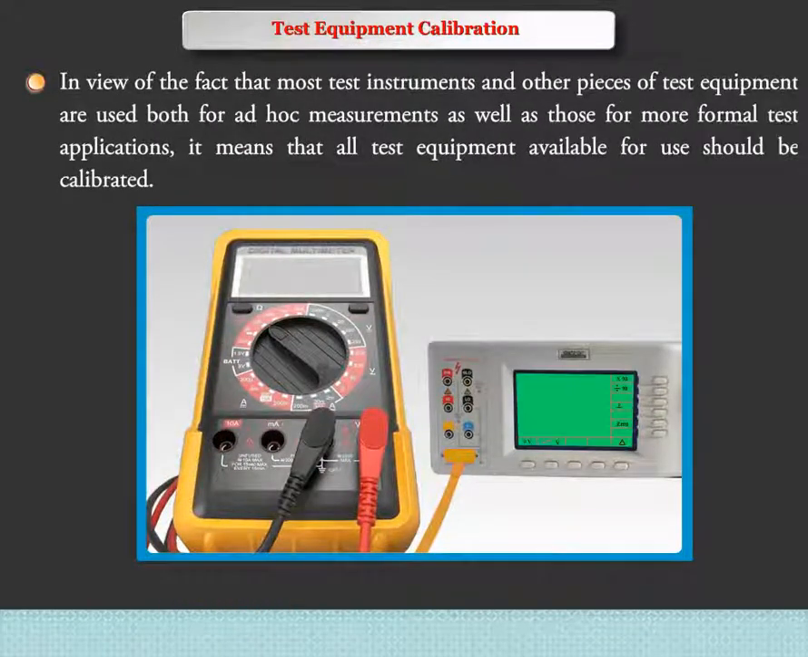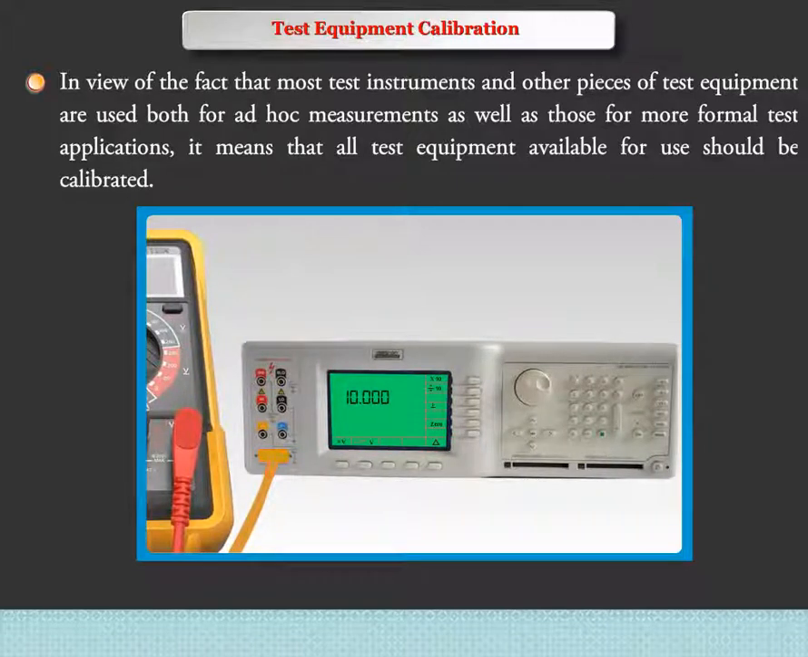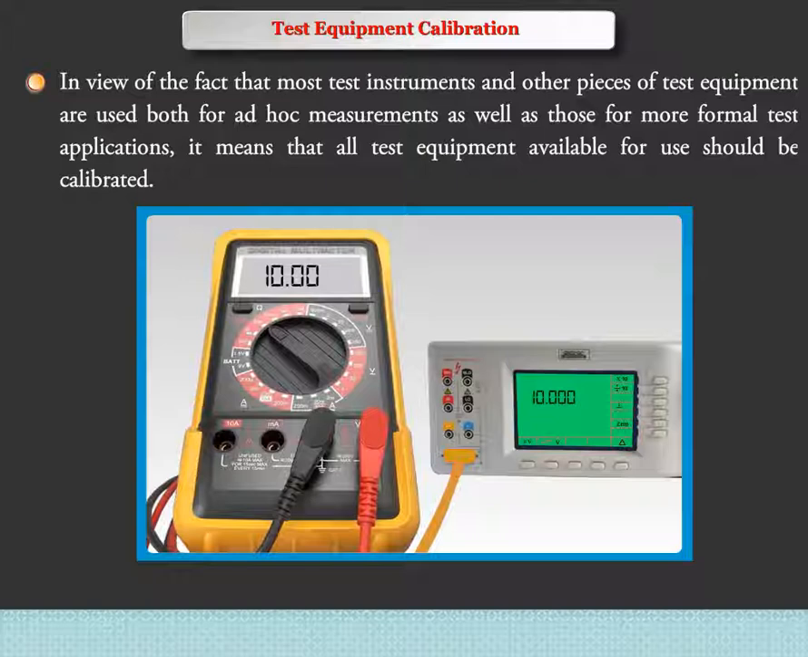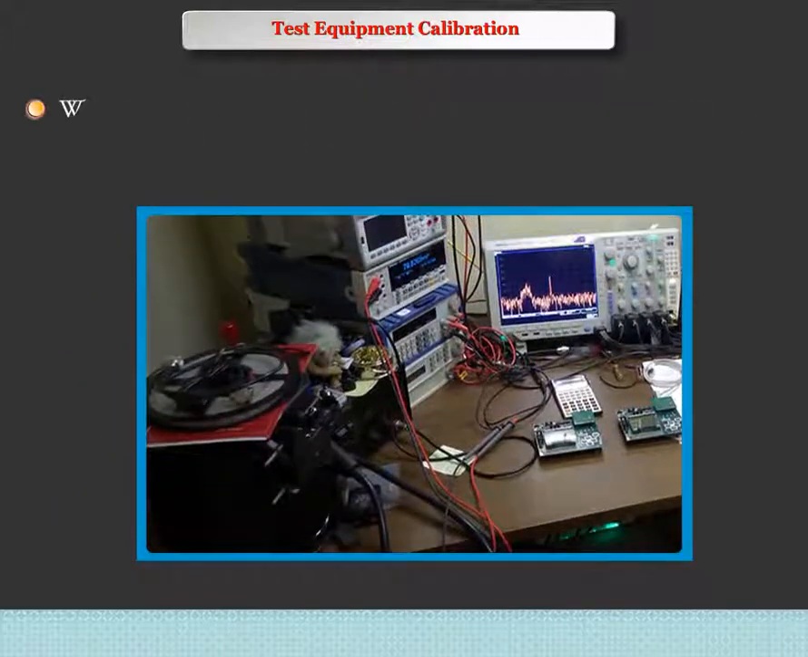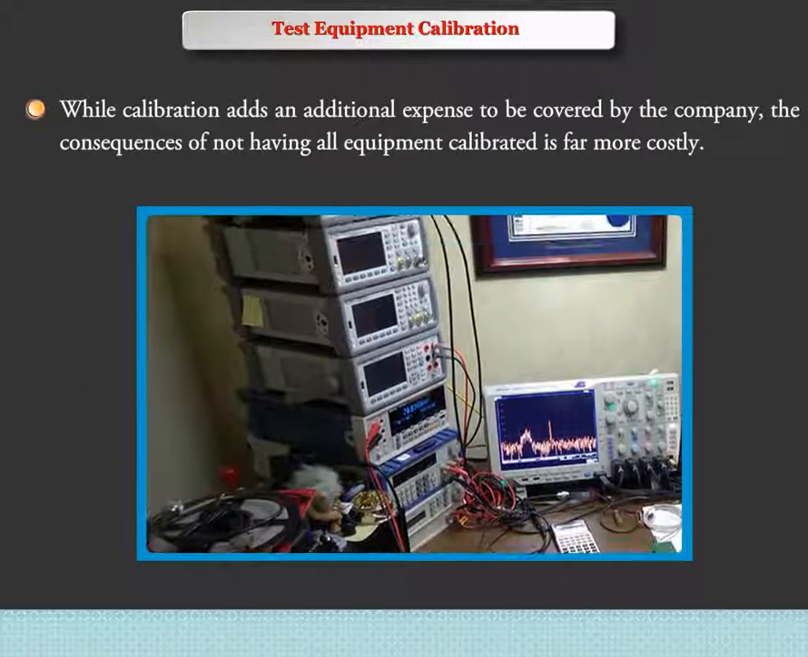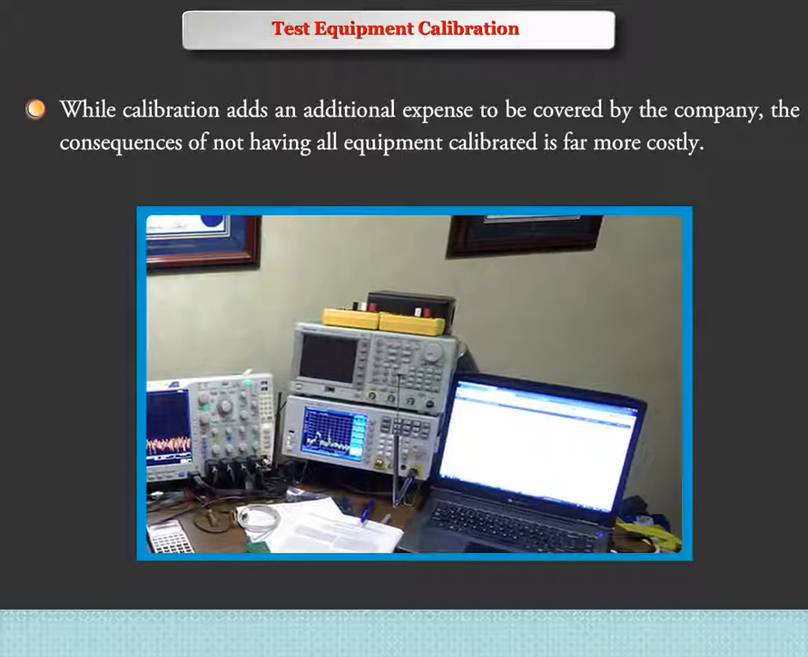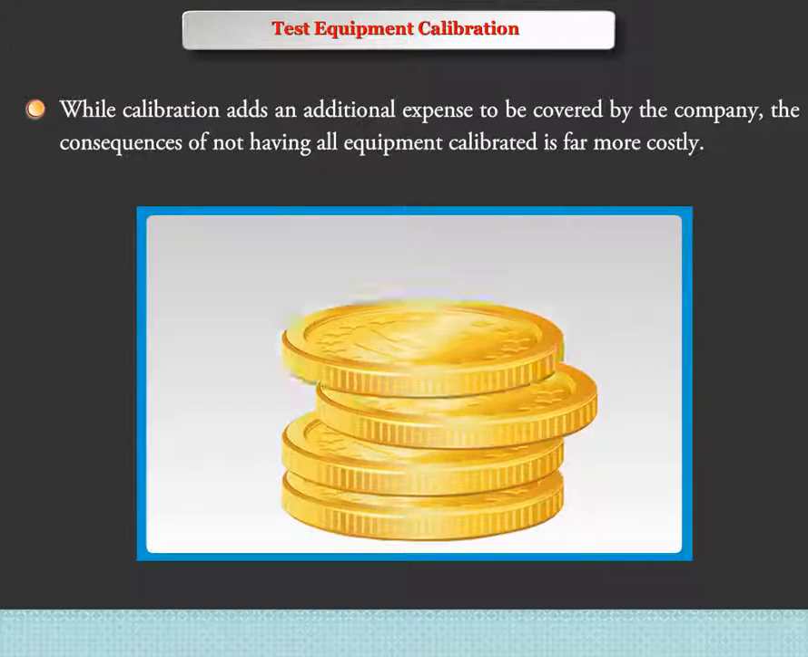In view of the fact that most test instruments and other pieces of test equipment are used for both ad hoc measurements as well as those for more formal test applications, it means that all test equipment available for use should be calibrated. While calibration adds an additional expense to be covered by the company, the consequences of not having all equipment calibrated is far more costly.